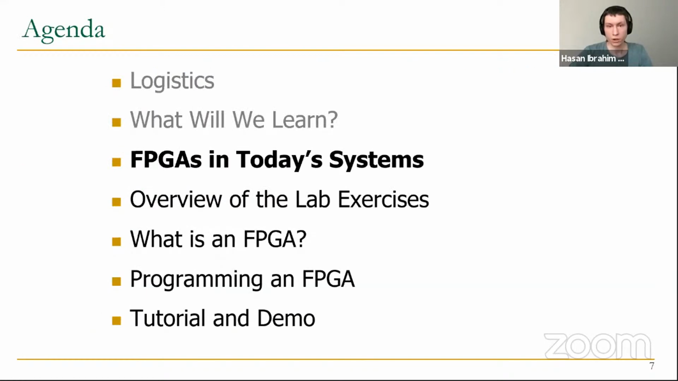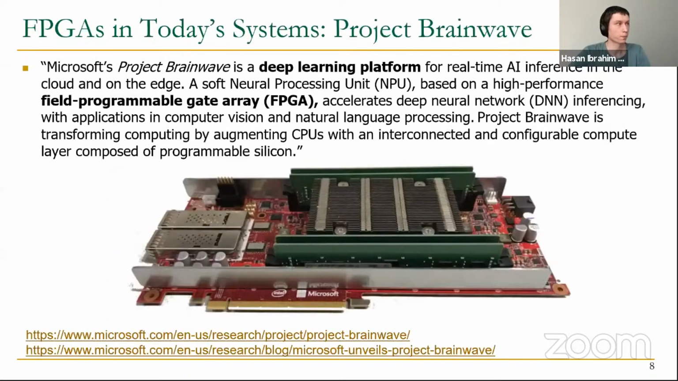Before going over the lab exercises and telling you about the FPGAs, first I want to tell you where FPGAs are used in today's systems. First, here we have Microsoft's Project Brainwave as an example. Project Brainwave is a deep learning platform for real-time AI inference. In this project, Microsoft is using FPGAs to accelerate their deep learning tasks. You can see their prototype board over here, and we have a bunch of links if you want to learn more.